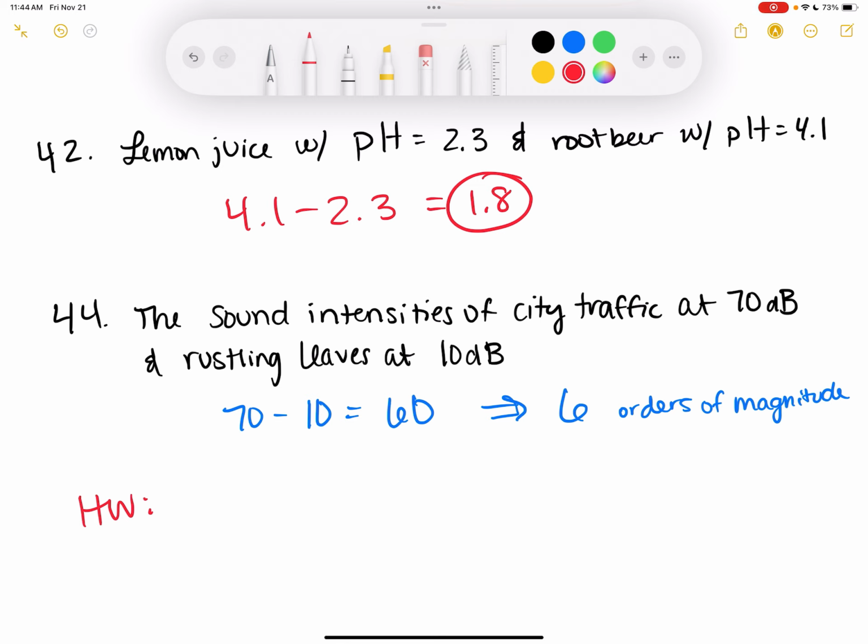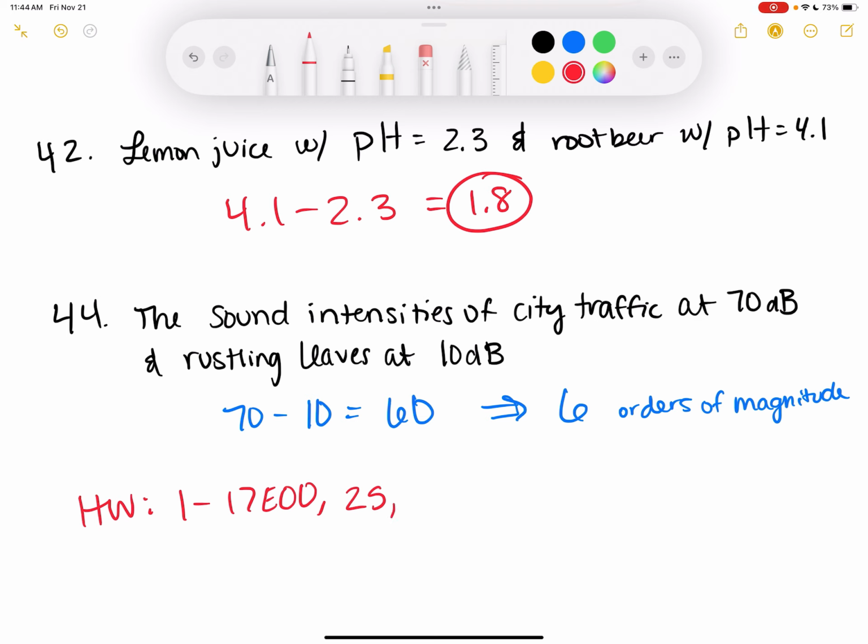What is order of magnitude? Powers of 10. It's just a way to estimate things, basically. In physics, we use it to estimate. And here, we're just doing it as powers of 10. We're doing exponentials. All right, 1 through 17, every other odd, and then 25.